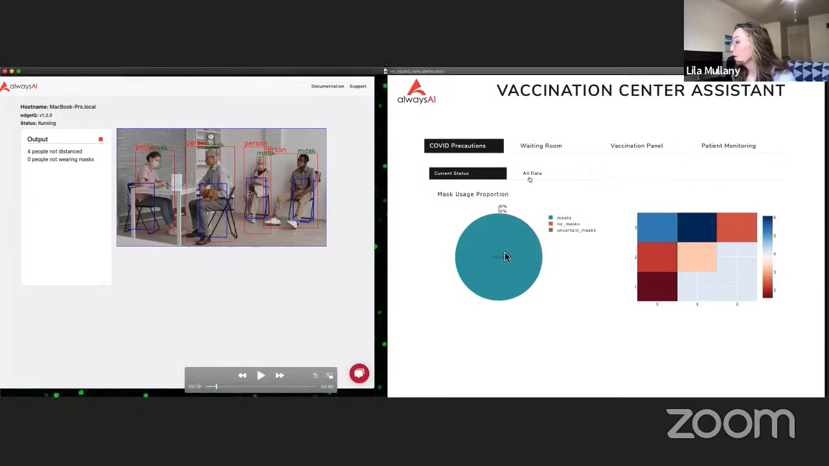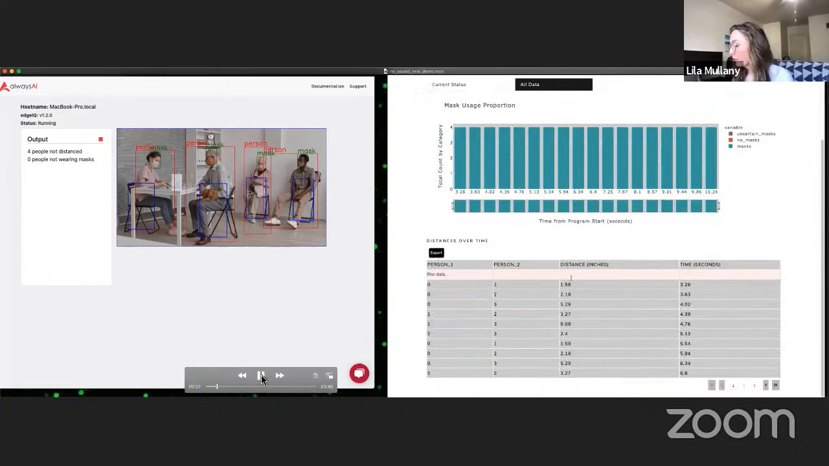We can see that everyone's wearing a mask, and here are some distances between the people. Obviously, there are a couple people that are closer to 6 feet away, but other people are very close. So it's just a helpful way to get a quick view. This is more of historical data.